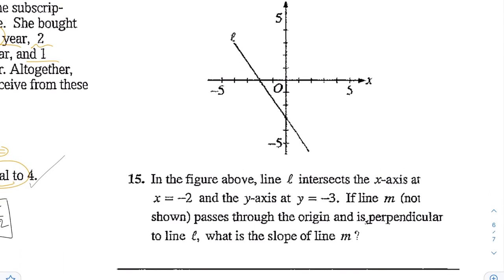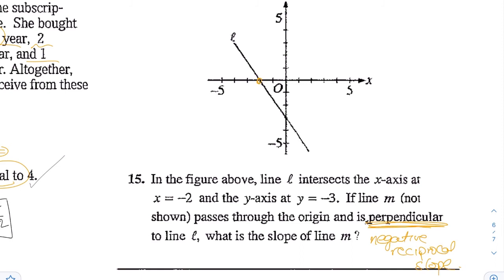All right, next for number 15. In the figure above, line L intersects the x-axis at x equals -2 and the y-axis at y equals -3. If line M, which is not shown, passes through the origin and is perpendicular to line L, what's the slope of line M? So a perpendicular slope actually has a negative reciprocal slope. That's something that you need to remember. So the goal is to find the slope of line L, and then just take the negative reciprocal of that.